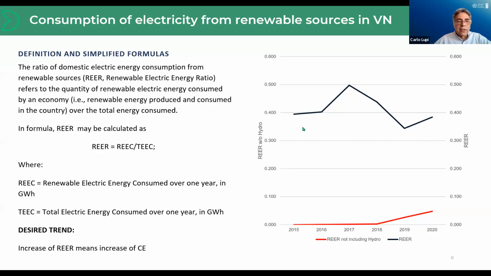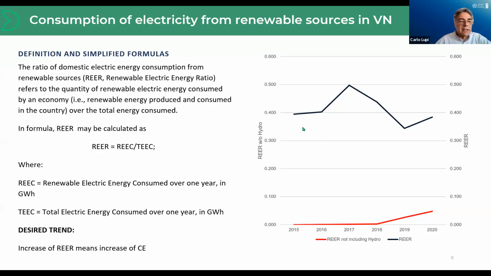So now, very shortly, I'm trying to illustrate some potential indicators under the National Action Plan and their current status. So I'm not only trying to define indicators, but I'd like also to show, based on such indicators, where Vietnam is going in terms of circularity.